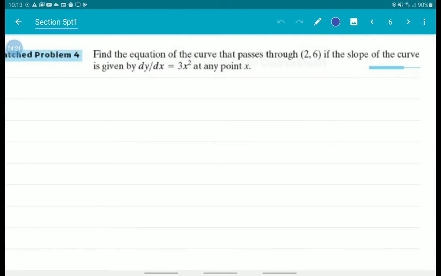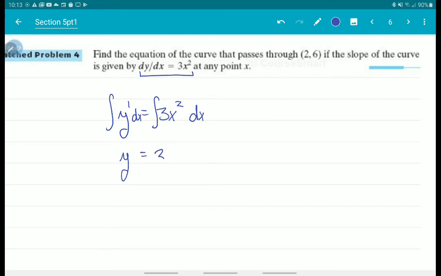So what if we were to change this a little bit? Let's say we have dy over dx equals 3x squared. We want to find the antiderivative. So we're still integrating with respect to x on both sides. When I integrate the derivative, I get the original function. And when I integrate 3x squared, you're still going to get the x cubed. So we're still dealing with y equals x cubed plus c in this equation.